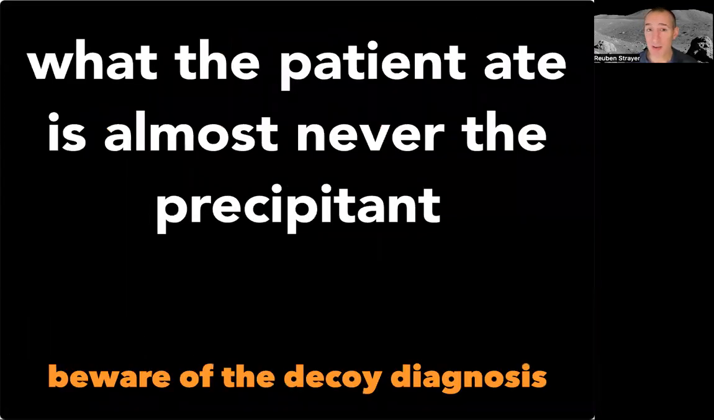One thing that is almost never the precipitant is what the patient ate. Patients love to attribute their symptoms to what they ate. Physicians love to attribute patient symptoms to what they ate, but it's almost never what they ate. Remember that we eat 3, 4, 5 times a day. Before any symptom, including being hit by a bus, there was a meal. The meal seldom caused the symptom. The meal is almost always a red herring, or what I call a decoy diagnosis, which is a diagnosis that someone else suggests, like the patient or another doctor.